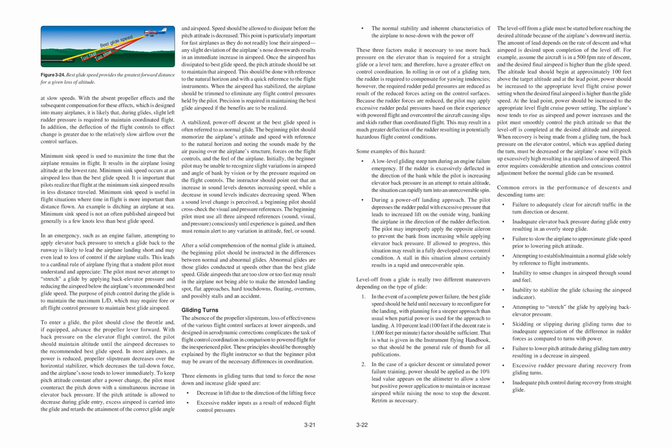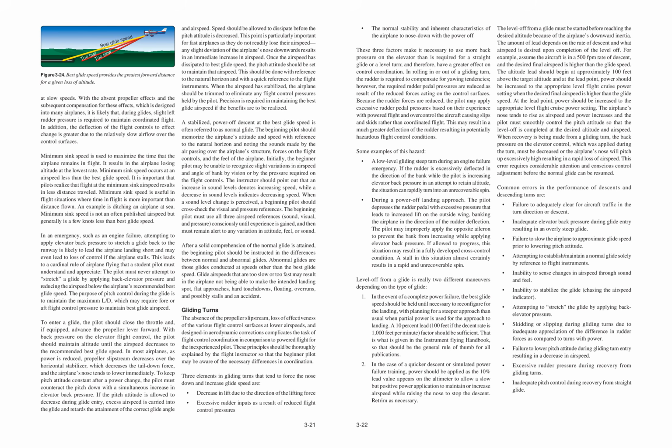the runway is likely to leave the airplane landing short and may even lead to loss of control if the airplane stalls. This leads to a cardinal rule of airplane flying that a student pilot must understand and appreciate. The pilot must never attempt to stretch a glide by applying back elevator pressure and reducing the airspeed below the airplane's recommended best glide speed. The purpose of pitch control during the glide is to maintain the maximum L/D, which may require fore or aft flight control pressure to maintain best glide airspeed.